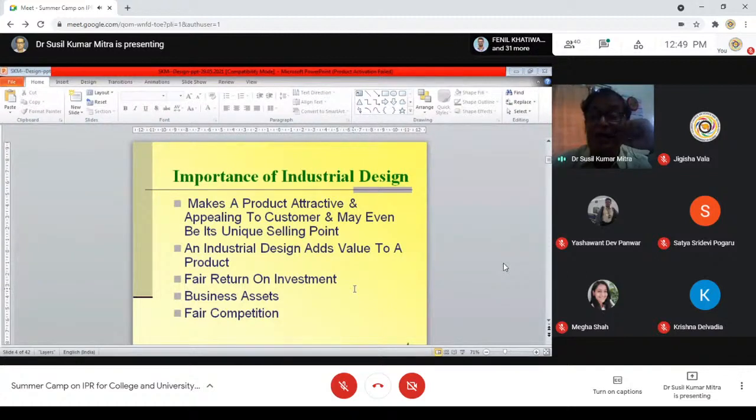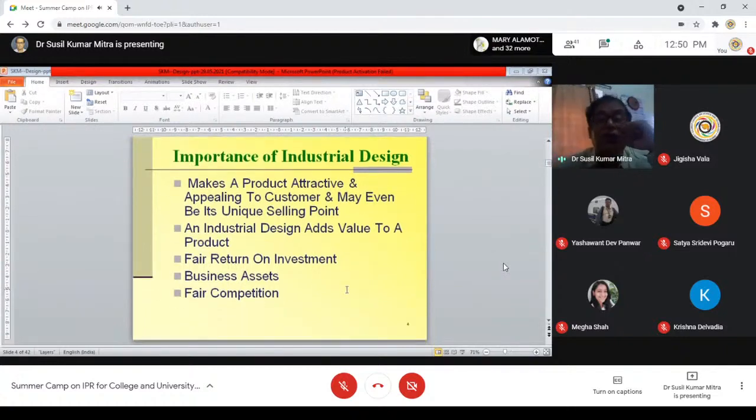So industrial design adds value to a product. The product may have some functional, some technological part, but industrial design adds value to the product, and by that you are getting a fair return on investment, and it is a business asset. It creates fair competition in the market over competitors, because two competitors are producing the same product. You are also producing the same product, only the difference will be made by the aesthetic beauty of the product, and then only the customer will choose your product. So design is an important part also to create market leadership.